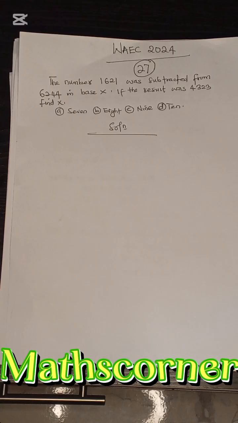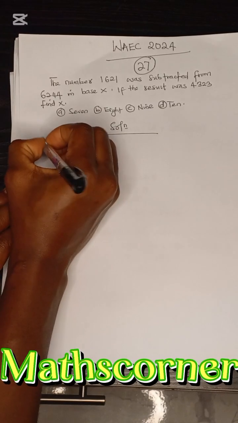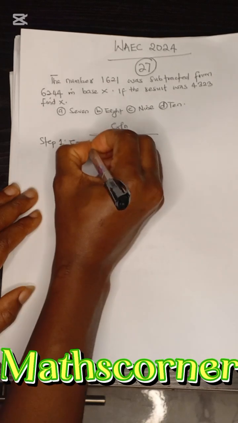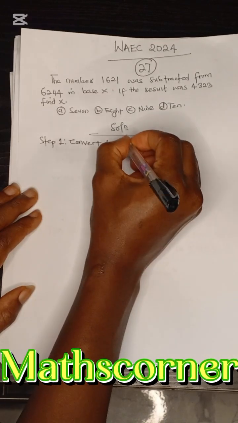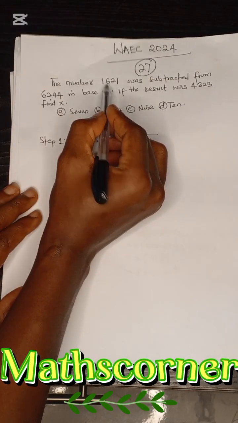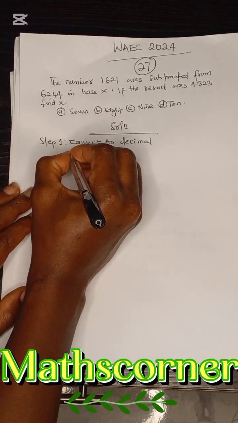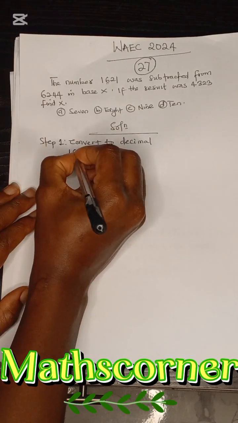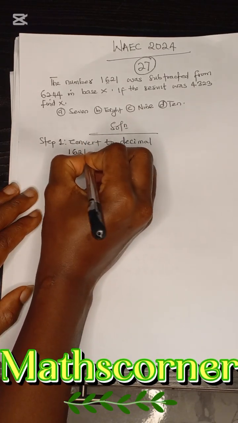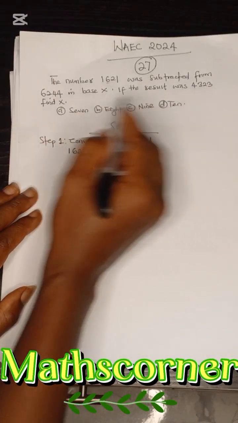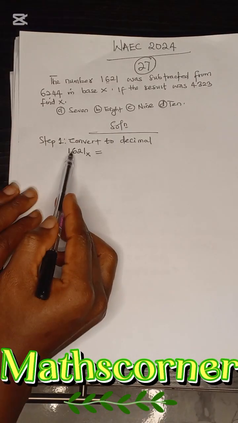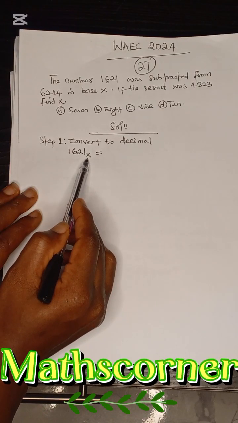First, you are going to convert to decimal. So step 1, convert to decimal. So let's start with this. So this is 1621. Remember, it's in base x. All these numbers are in base x. We don't know what x is. So this is equal to, normally you pick this and multiply by this.